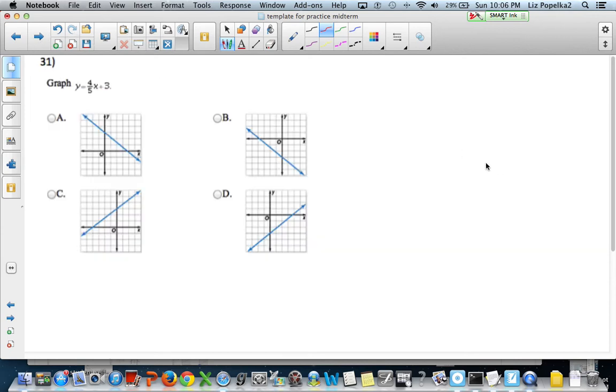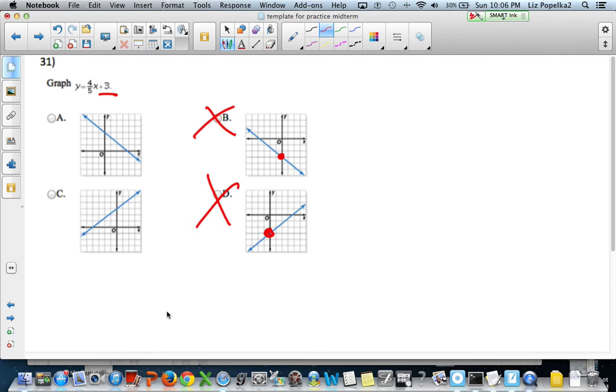Number 31, we're looking to see which one of these graphs has a y-intercept of 3, because that's our y-intercept at the end. Which one has a slope of 4/5? So first of all, let's find the y-intercept first. This one hits the y-axis at a -3. So that can't be it, because our y-intercept is a +3. This one also hits at a -3. So that can't be it either.